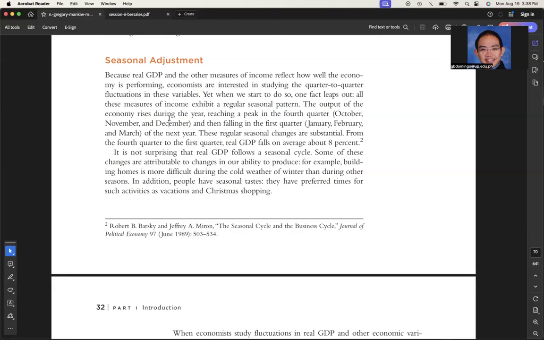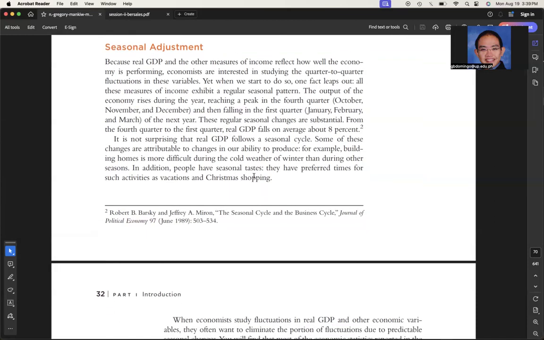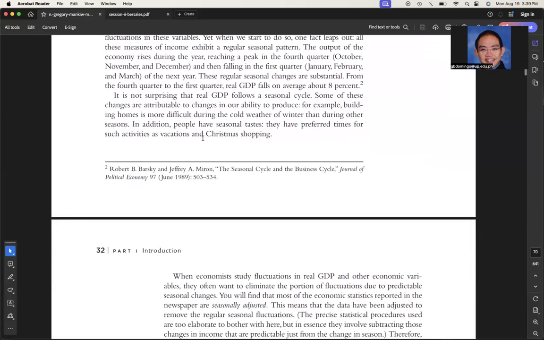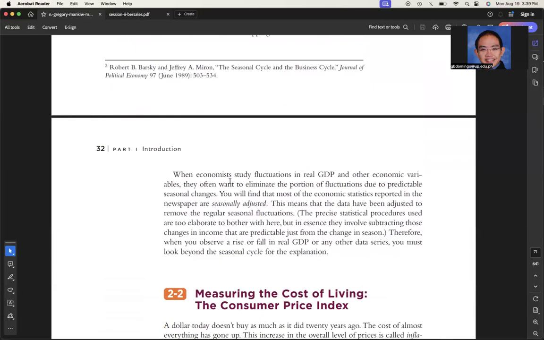Over the year, the quarterly GDP in the United States rises. These regular seasonal changes are substantial. From the fourth quarter to the first quarter, real GDP falls on average about 8%. So it's not surprising that real GDP follows this seasonal cycle. Some of these changes are attributable to changes in our ability to produce. For example, building homes is more difficult in cold weather. In addition, people have seasonal tastes. They have preferred times for some consumption activities, such as vacation and Christmas shopping.